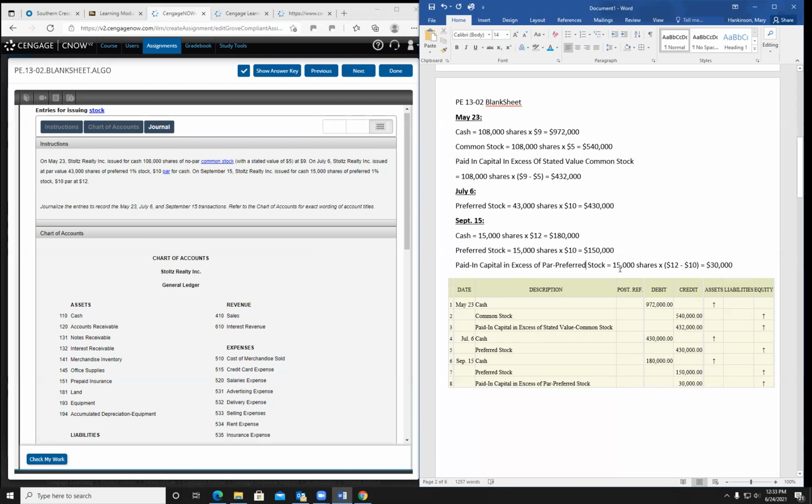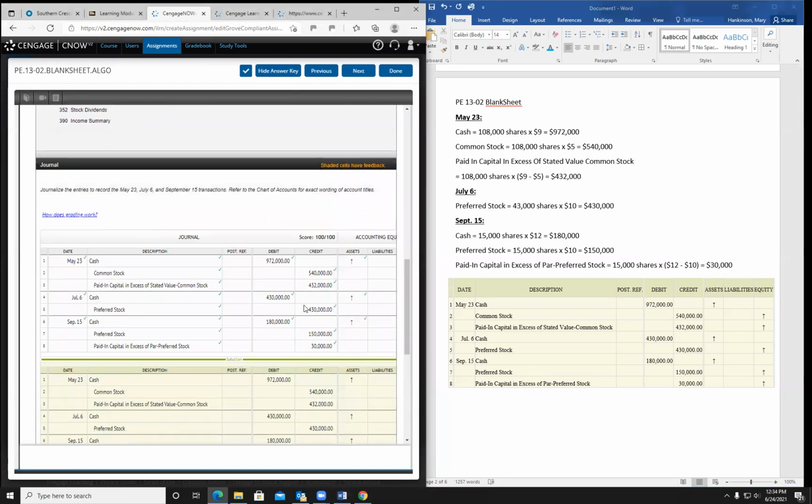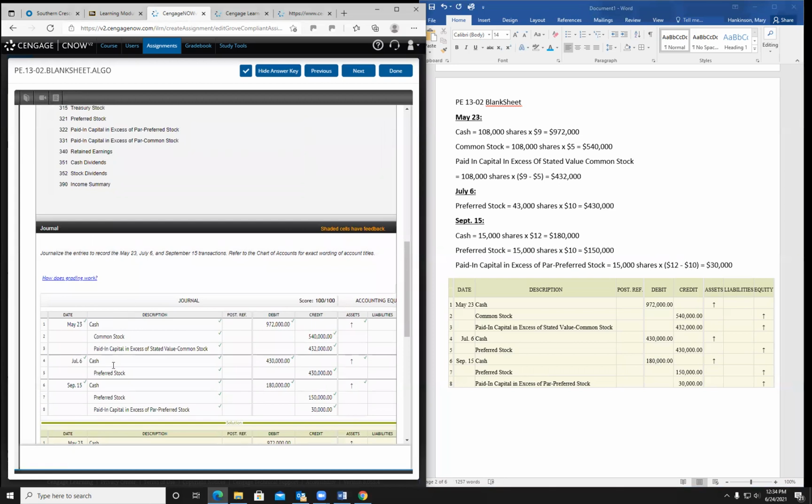You can take the 1,500 shares and multiply it by the difference to get the 30,000, or you can just take the difference between 180 and 150. Either way, you're going to do an entry to the paid in capital in excess of par preferred stock, and you're going to do a credit entry in the amount of $30,000. So if you come down here, that's exactly what the entries are.